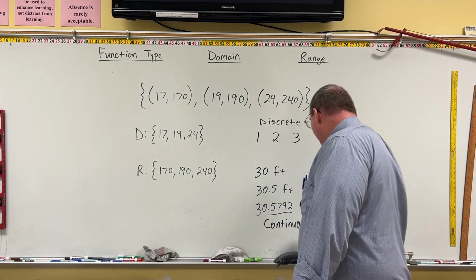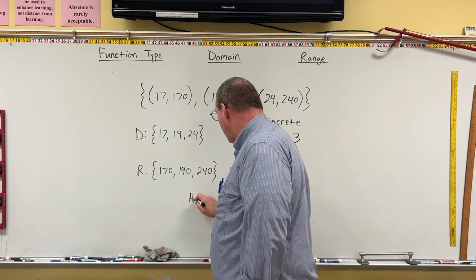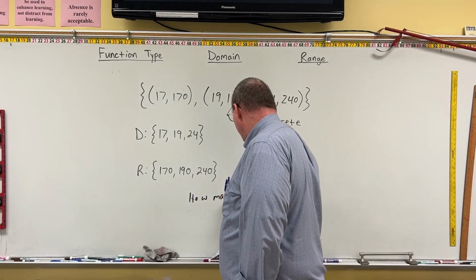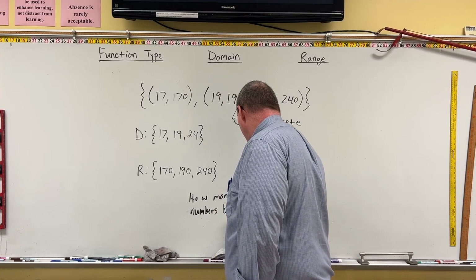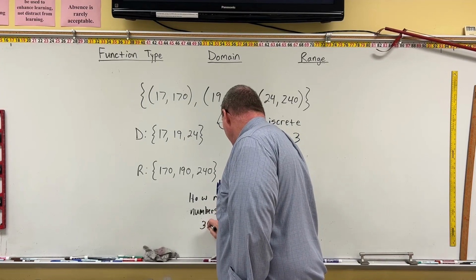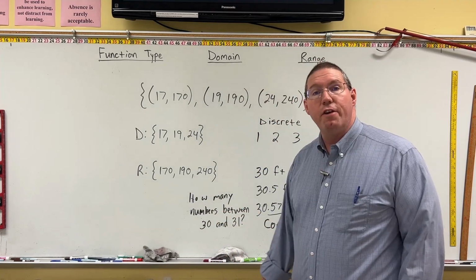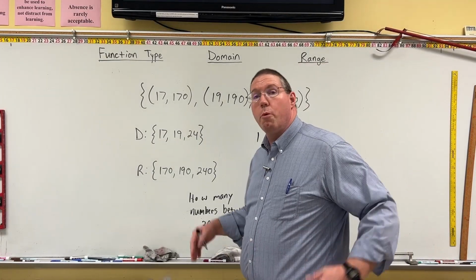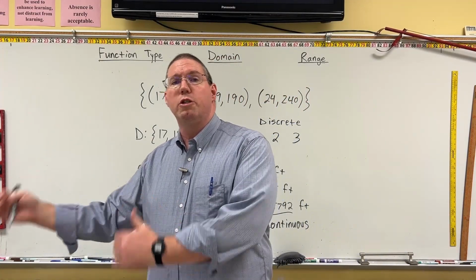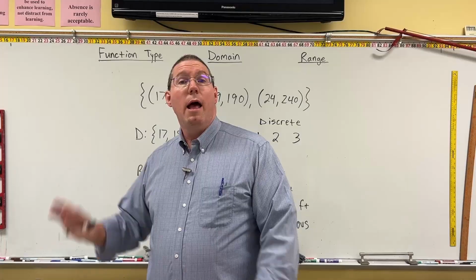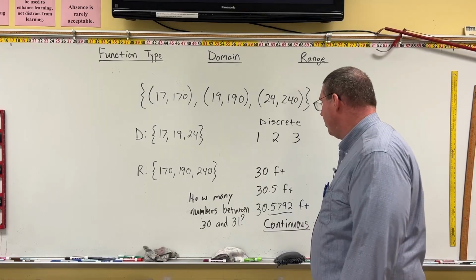And if we were to ask continuously how many numbers are between 30 and 31, the answer is an infinite number of values. Because we can have 30.000001, 30.000002, 30.000003, and the decimals can go out infinitely. And so that's what we call a continuous variable.